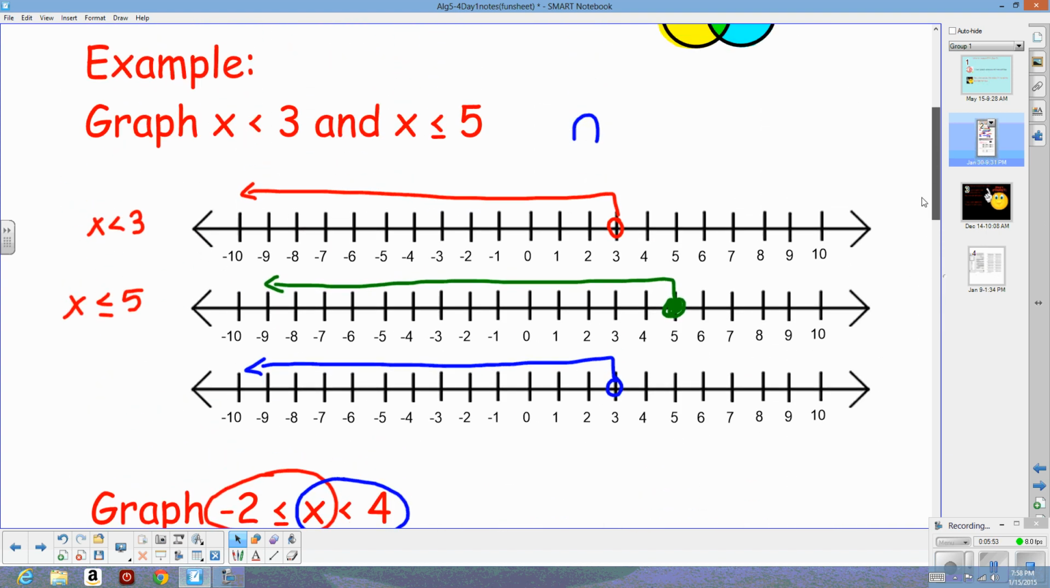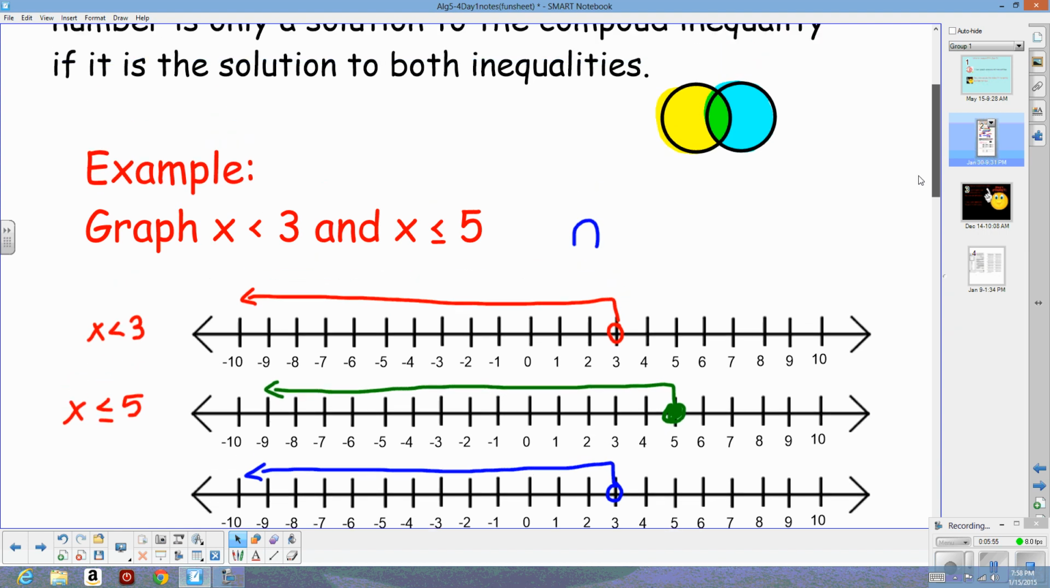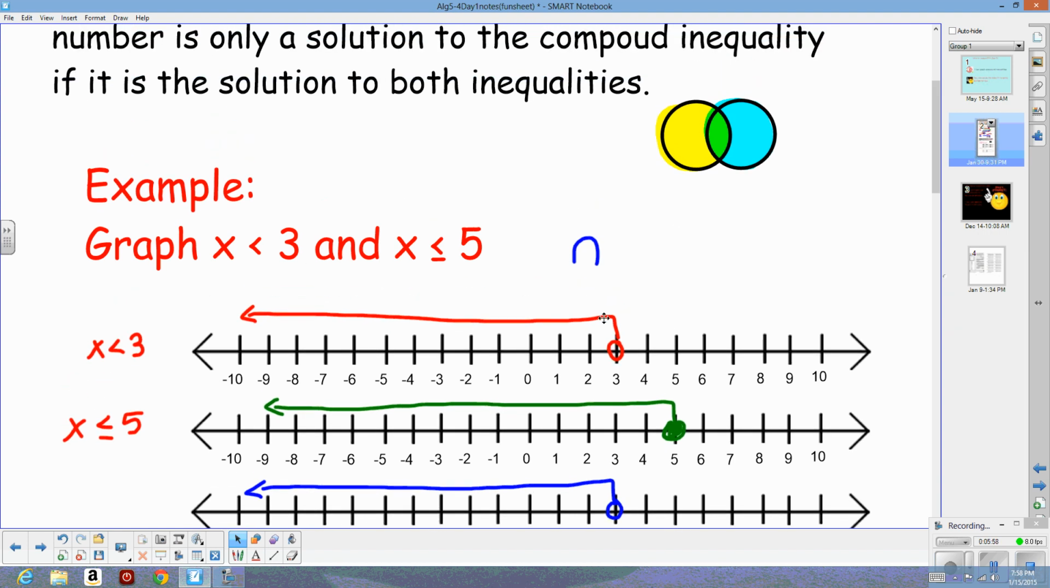So those two examples show an intersection, or ones with the word and. If you put the one graph over the top of the other, it's where they overlap.